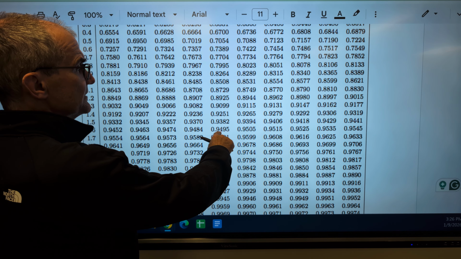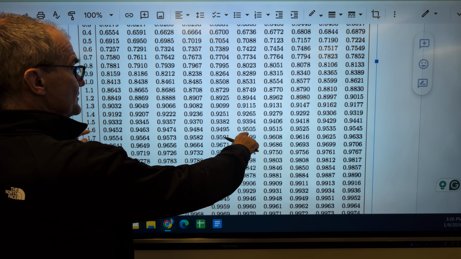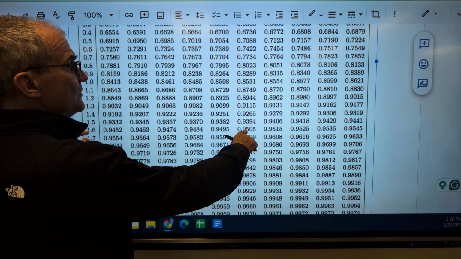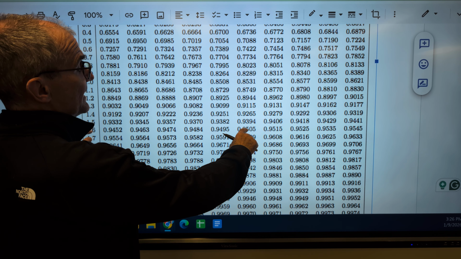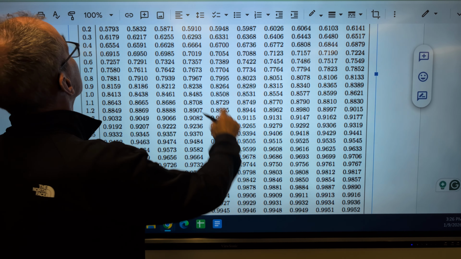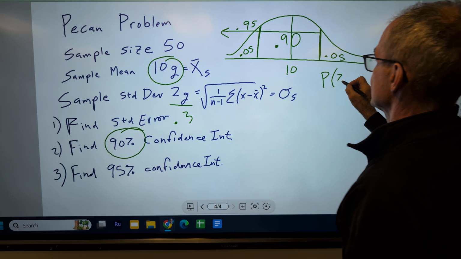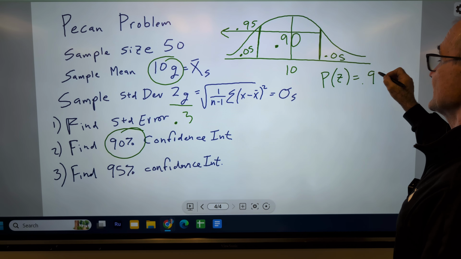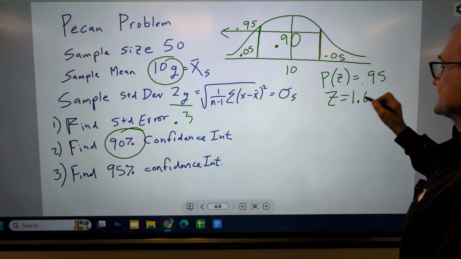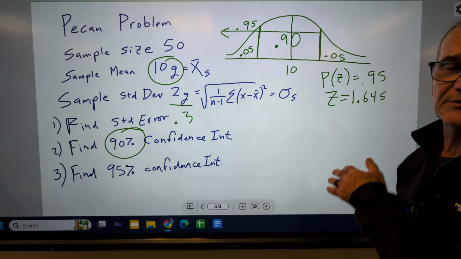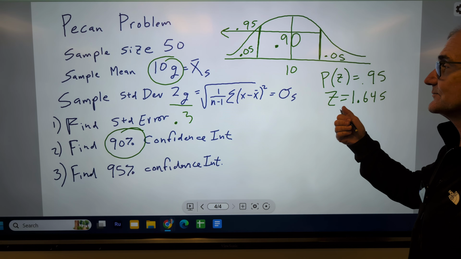It's right here, 0.9495, 0.9505. It is at 1.64 or 1.65. So it's in between those two. So P of Z is equal to 95%. The corresponding Z value is 1.645, halfway between the 1.64 and the 1.65. So I have my Z value.